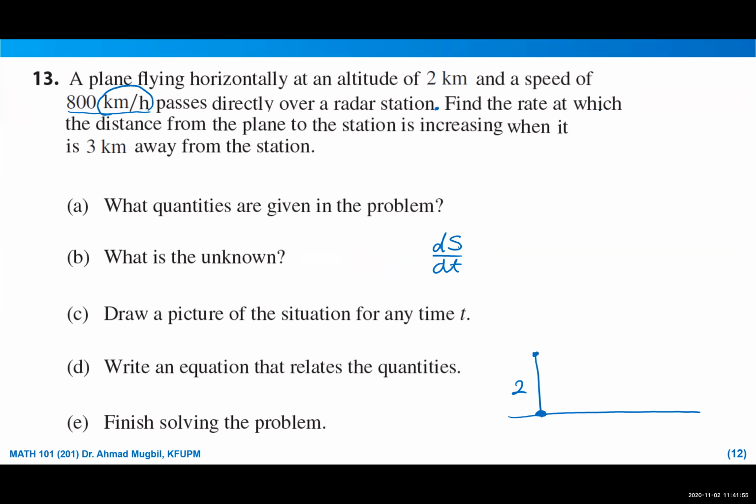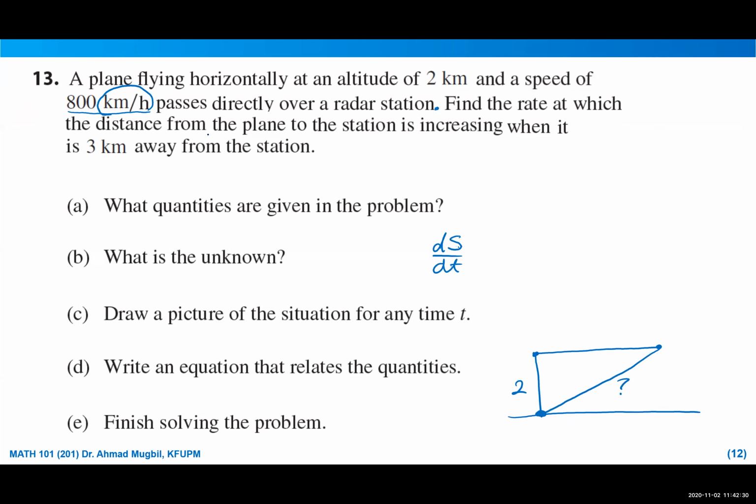Now, find the rate at which the distance from the plane to the station is increasing when it is 3 kilometers away from the station. The plane will keep moving. He is asking about the distance, not the horizontal distance, the vertical distance. This one is given. It is 2, it is fixed. He is asking about the rate at which the distance from the plane to the station changes; this is the plane now, and after some time it will be at a different distance.